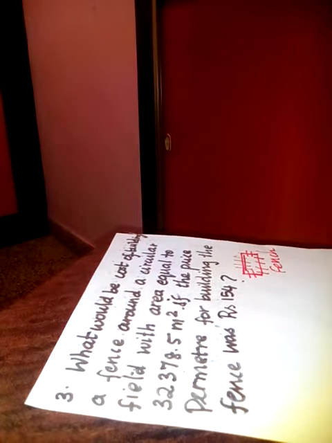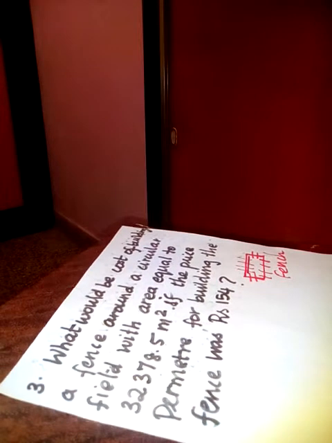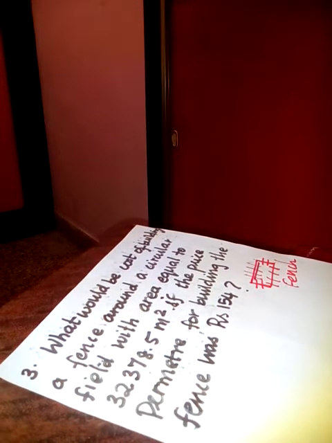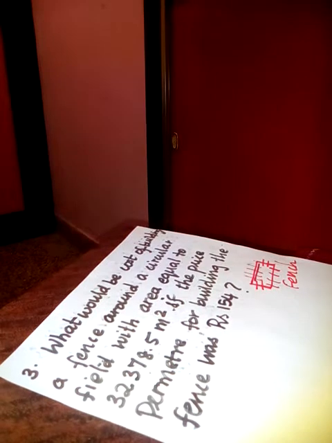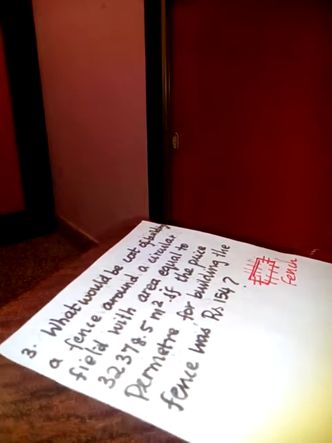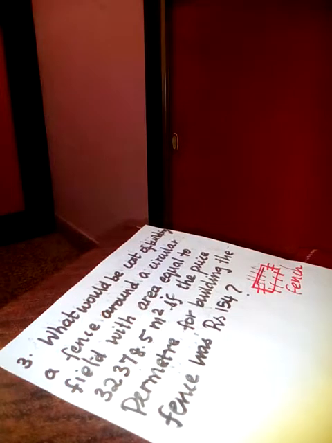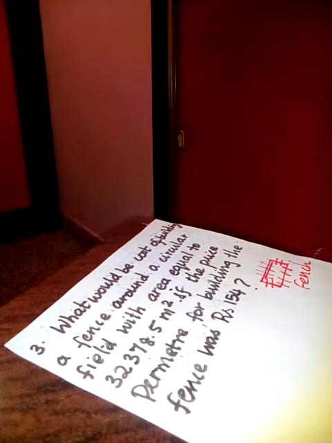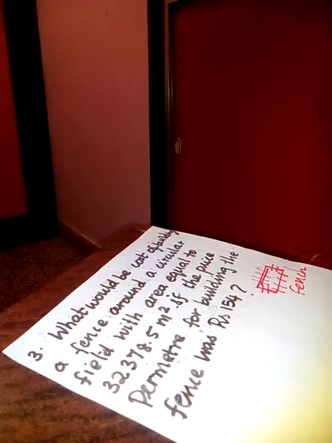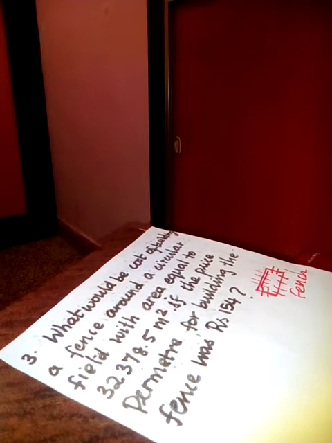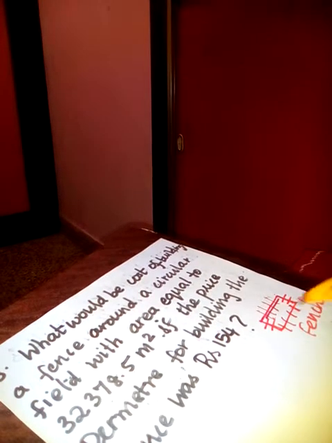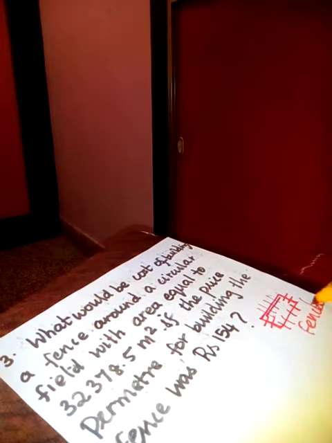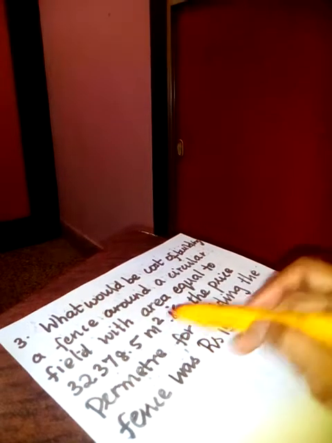What would be the cost of building a fence around a circular field with area equal to 32378.5 m cube if the price for perimeter for building the fence was rupees 154? Okay, in this question a man is going to put a fence for his building, so we have to find the perimeter of the building.